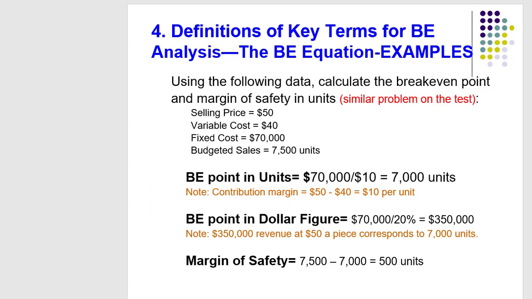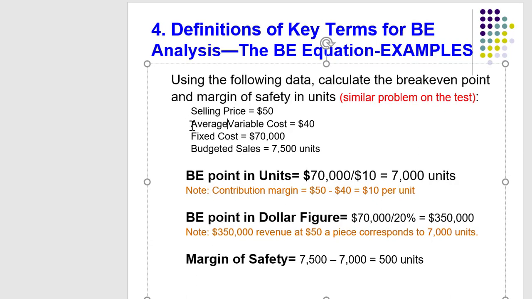So let's talk about an example. The following data in a smaller font would be given to you. These are the assumptions, or inputs, if you will. And we'll have problems on the final exam similar to these. So let's assume that you were told the selling price is $50 a piece. Variable cost is $40 a piece. So this should be average variable cost. And total fixed cost is $70,000, and the budgeted sales equals 7,500 units.